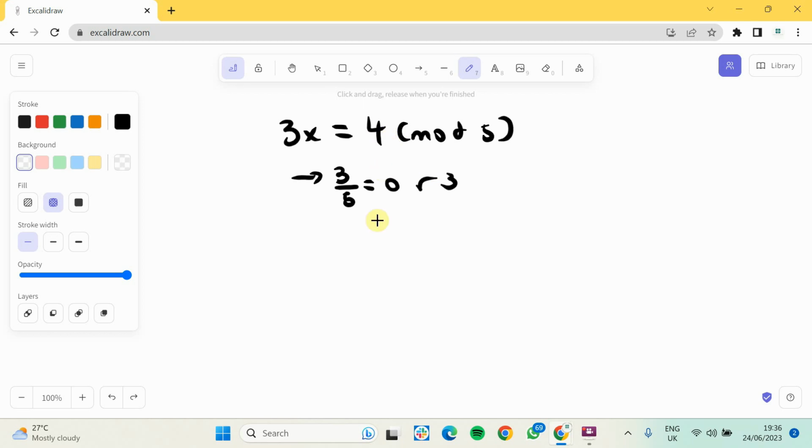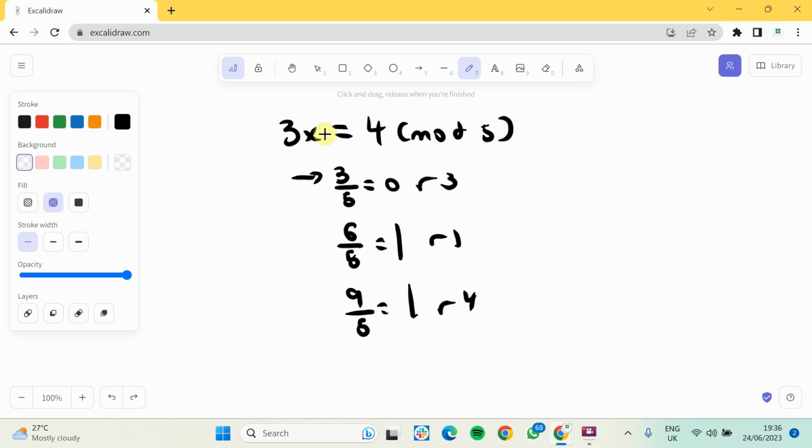No. The next multiple of 3 is 6. So 6 divided by 5, this is 1 with a remainder of 1. Is this what I'm looking for? No. The next multiple of 3 is 9. So 9 divided by 5, this is what? 1 with a remainder of 4. Does it give me this value? Yes. The remainder is the same. So I know that 9 is what gave me this value.